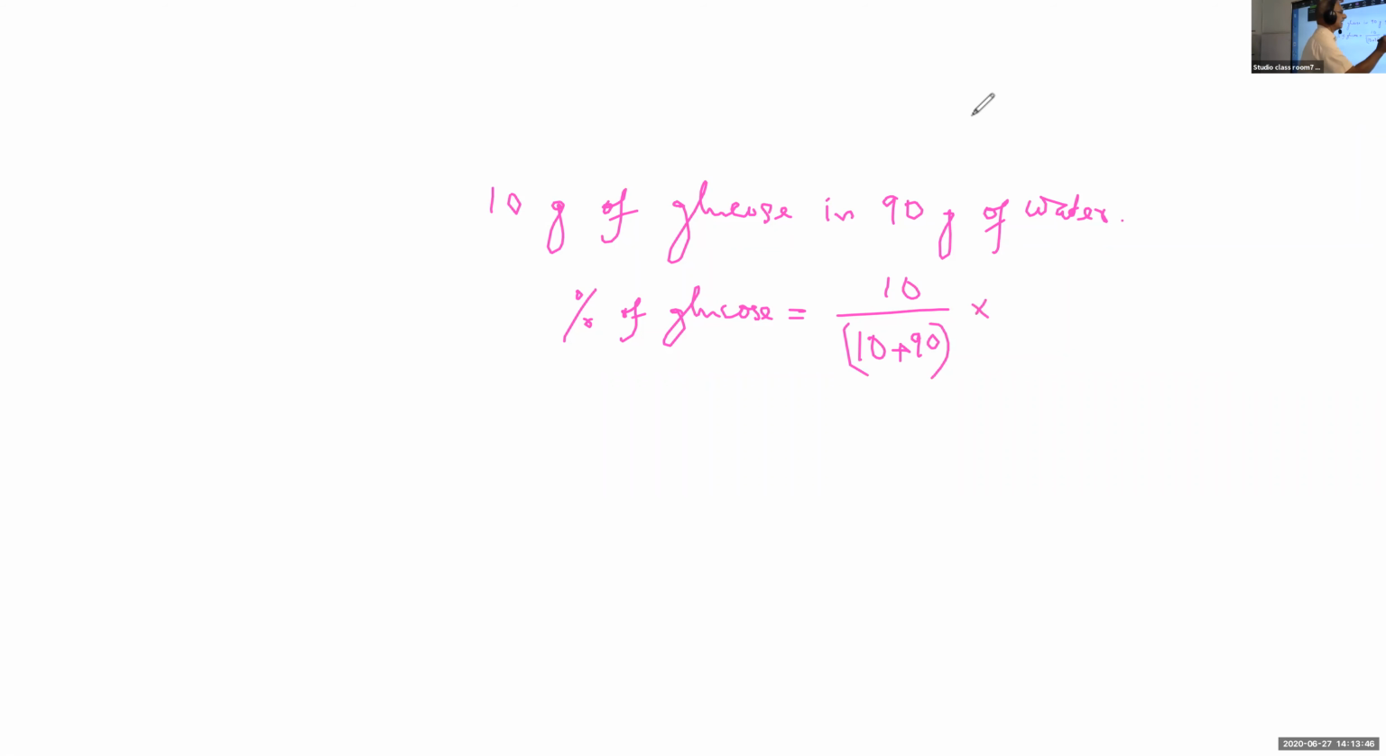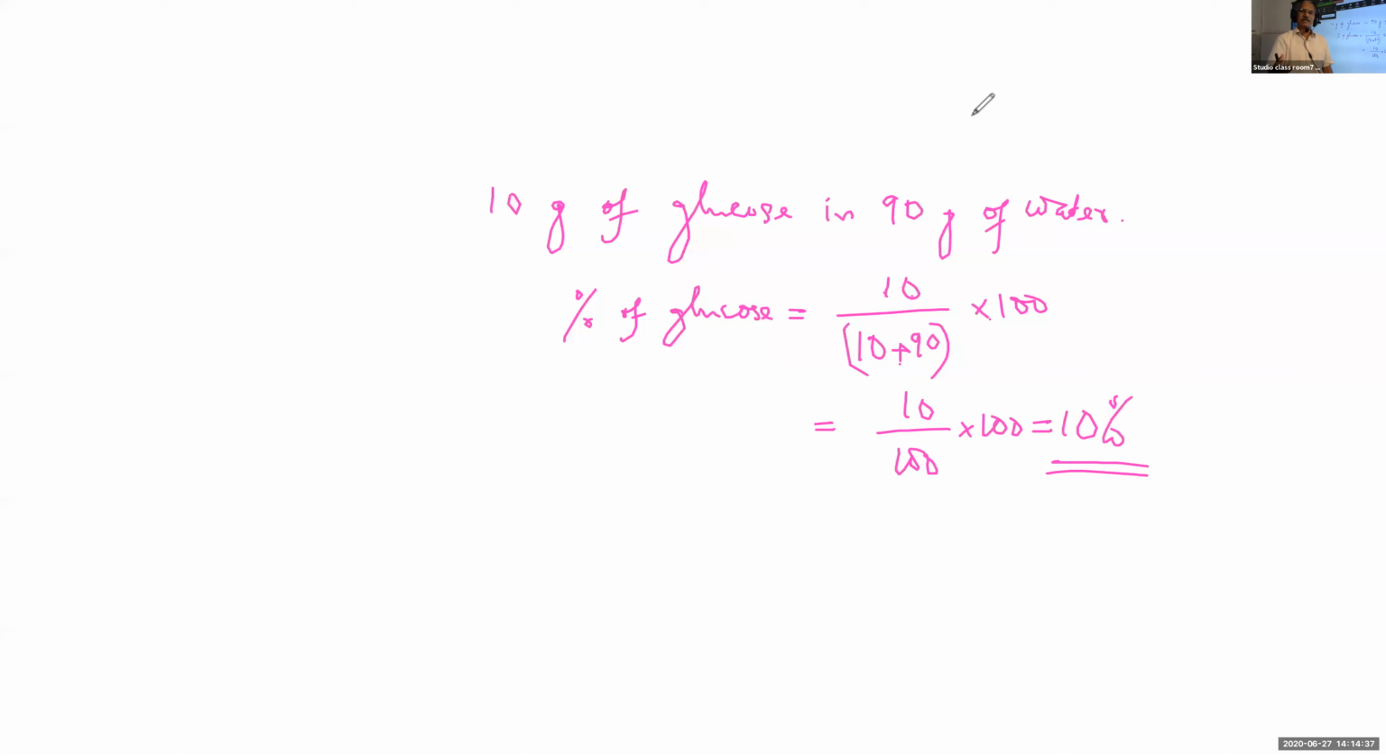Into 100. Mass of the solute by mass of the solution into 100 is the mass percentage of the solute. In the given problem, the solute is glucose. So the mass percentage of glucose in the solution is equal to mass of glucose 10 by mass of solution, 10 plus 90, into 100. This is equal to 10 by 100 into 100, that is 10%. And that is the mass percentage of the solute, glucose.